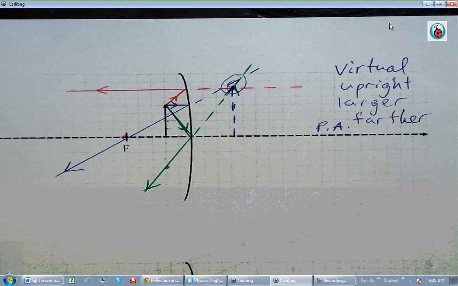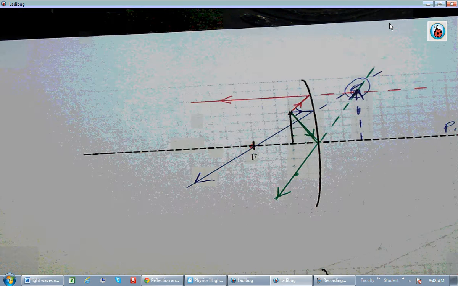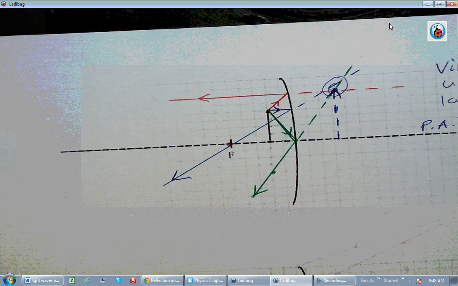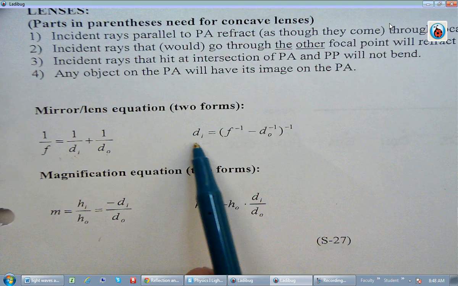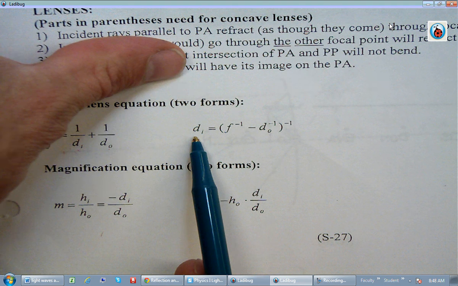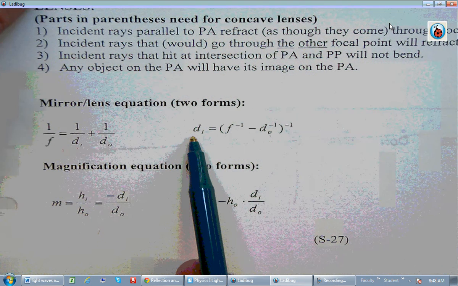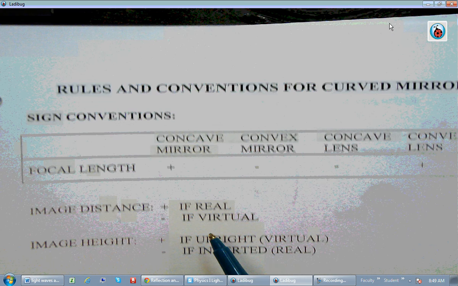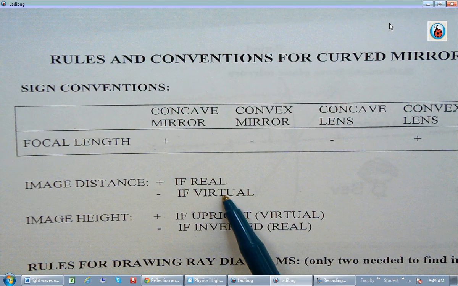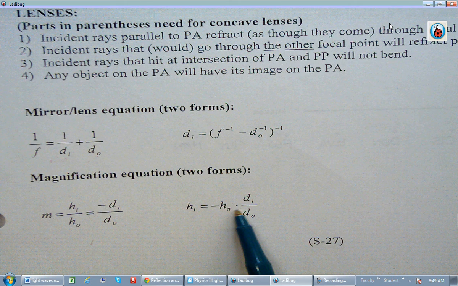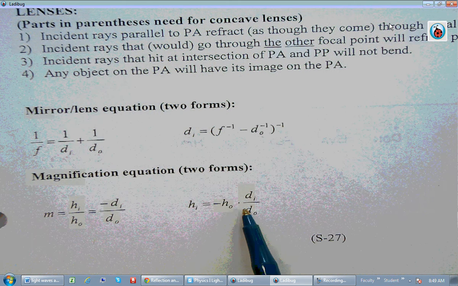Now I'm going to show the math using the mirror equation and the magnification equation that will give us the same results mathematically. So using the equations at the bottom of S27, I'm going to use this form here because that's already algebrated for DI. That the DI is the image distance. It tells us how far from the mirror the image is. And remember, the sign of the image distance up here at the top of 27 tells us whether it's real or virtual. So if it ends up positive, it's real. If it ends up negative, it's virtual. Then we'll use the magnification equation here to figure out how tall the image will be, and that'll tell us whether it's inverted or upright.